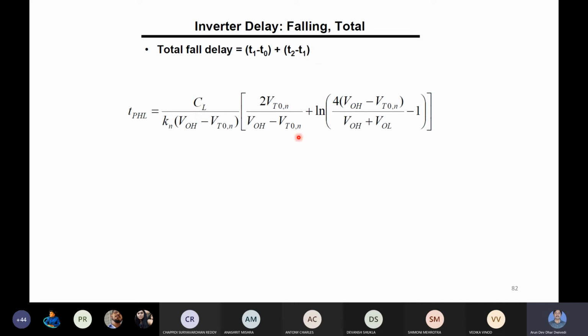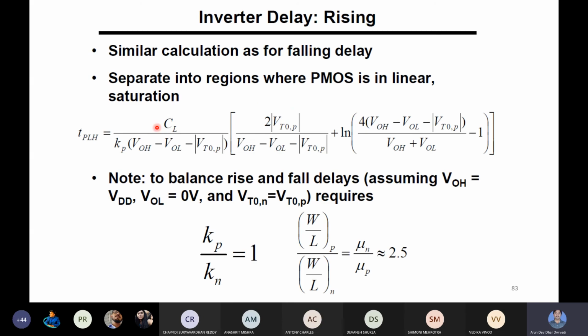This is the final equation, which is the same as the previous case. So CL divided by Kn (VOH minus VT0n), then 2 VT0n by (VOH minus VT0n), ln of (4 (VOH minus VT0n) divided by VOH plus VOL) minus 1. So this is the complete delay at the falling edge, meaning TPHL. Also we can have some delay, not going into all the algebra, but this is the final TPLH.